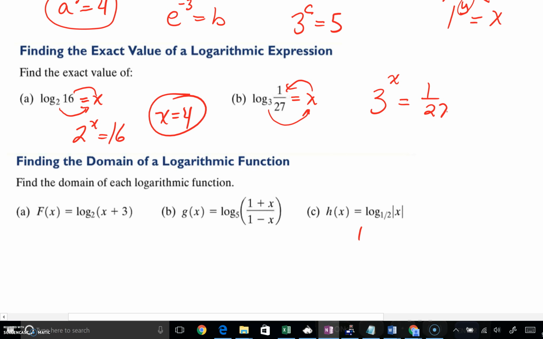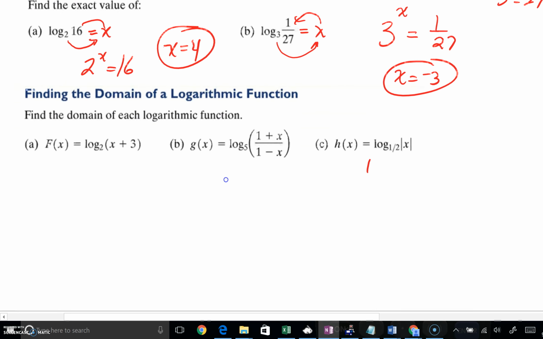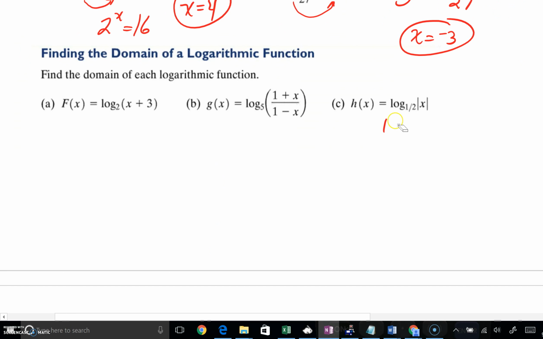Negative 3, we are going to say. We know that 3 to the 3rd is 27, of course, but to get that reciprocal, we need a negative exponent, don't we? Okay? So as we continue on, let's take a look at the domain.